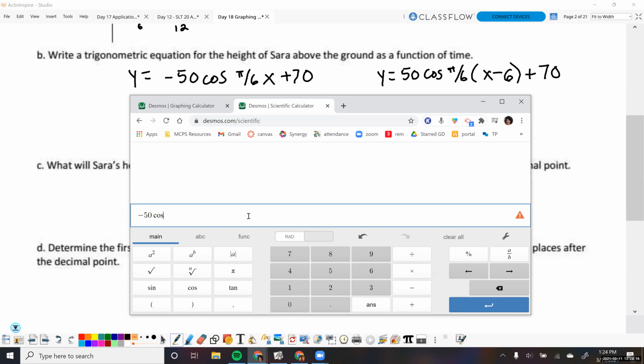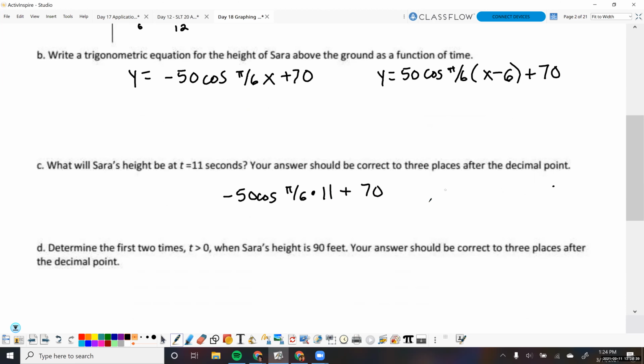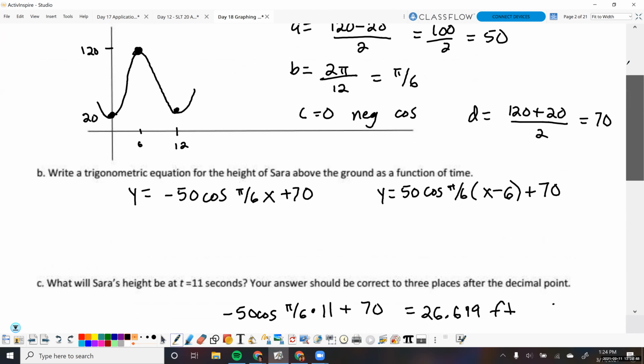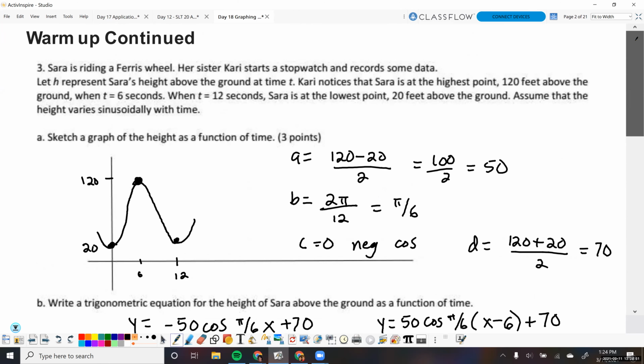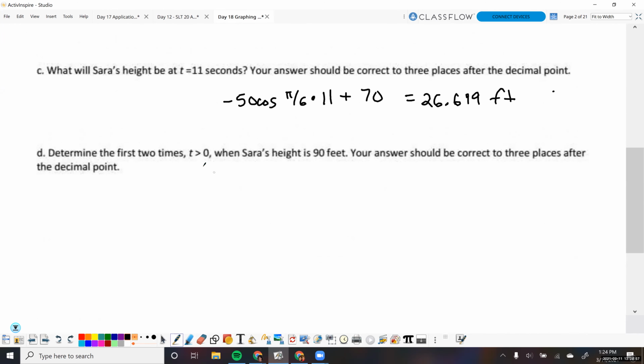I'm going to go negative 50 cosine, now I'm going to put this in parentheses, pi divided by 6, and I want to make sure I move over a little bit, times 11 plus 70, and I get 26.699 if I'm rounding to 3 decimal places. And I believe this is feet. Let's check the units. Feet, okay, excellent.